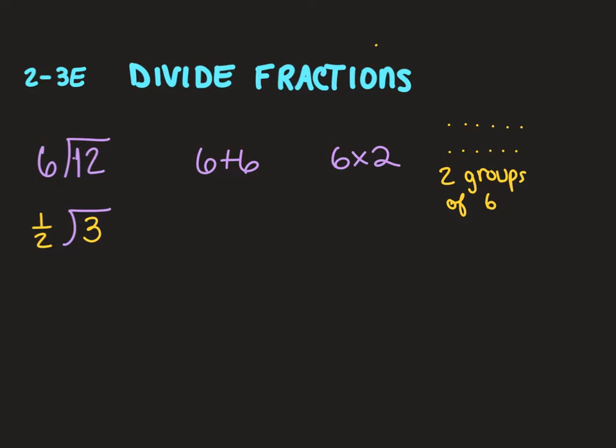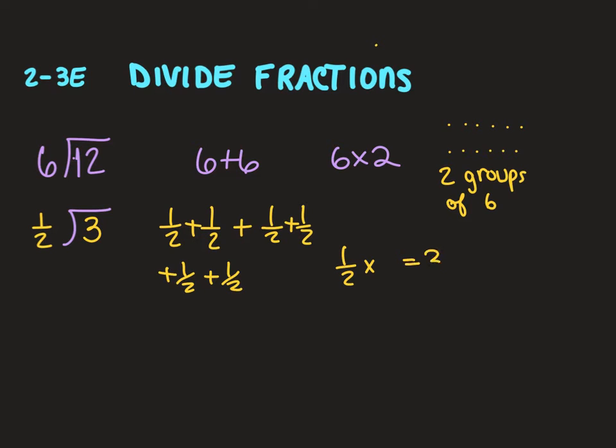Now let's take that idea and do a whole number divided by a fraction. So if I did the adding problem, I would have a half plus a half, so far I'm up to 1, plus a half plus a half, now I'm up to 2, plus a half plus a half, now I'm up to 3. How many halves did it take? It took 6. If I do a multiplication problem, I'm looking for 1/2 times something that's going to equal 3. What could I put on the numerator so that when I multiply this out, I get a 3? That would be a 6.